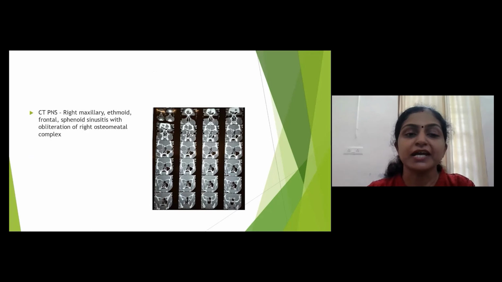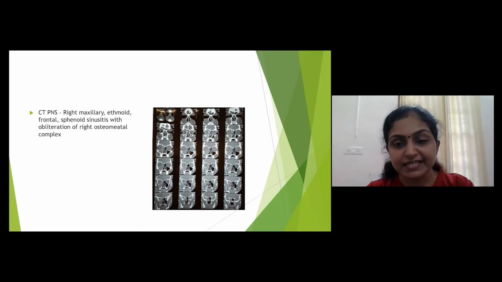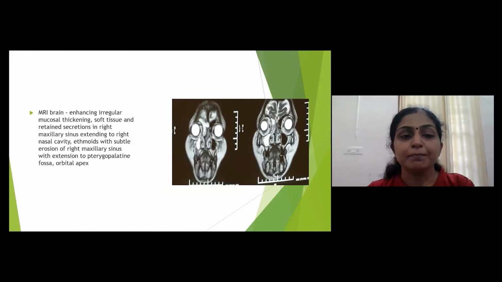CT-PNS showed right maxillary, ethmoid, frontal, sphenoid sinusitis with obliteration of the right osteomeatal complex, as you can see in the picture. MRI brain showed enhancing irregular thickening, soft tissue, and retained secretions in the right maxillary sinus, extending to the right nasal cavity, ethmoids with subtle erosion of the right maxillary sinus and extension to pterygopalatine fossa and orbital apex.